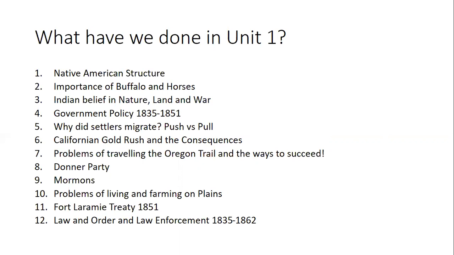So we've looked at Native American structure, importance of the buffalo and horses, Indian belief in nature, land and war, government policy, why did settlers migrate, push versus pull, and we focus on the Oregon Trail, the California Gold Rush and the consequences, problems of traveling the Oregon Trail, Donner Party and the Mormons, problems of living and farming on the plains, Fort Laramie Treaty, and law and order and law enforcement 1835 to 1862.